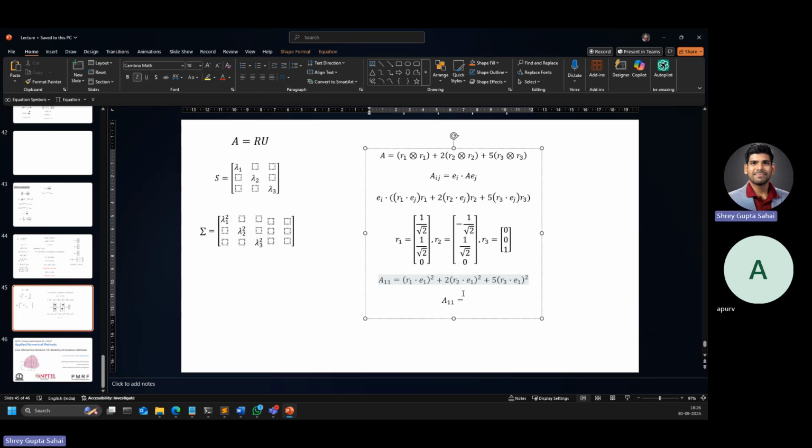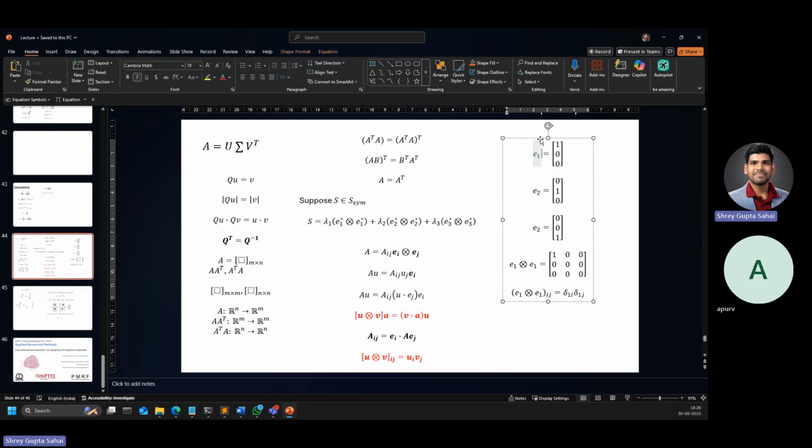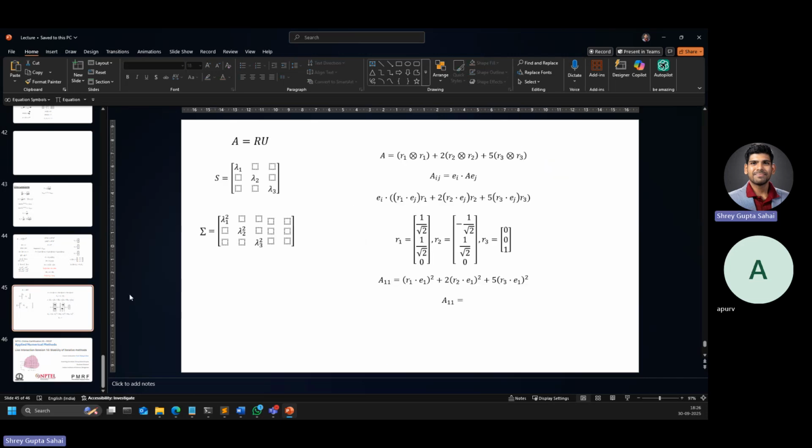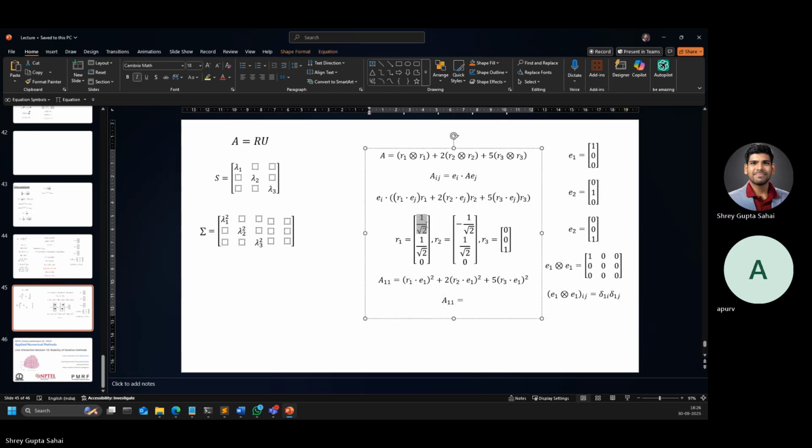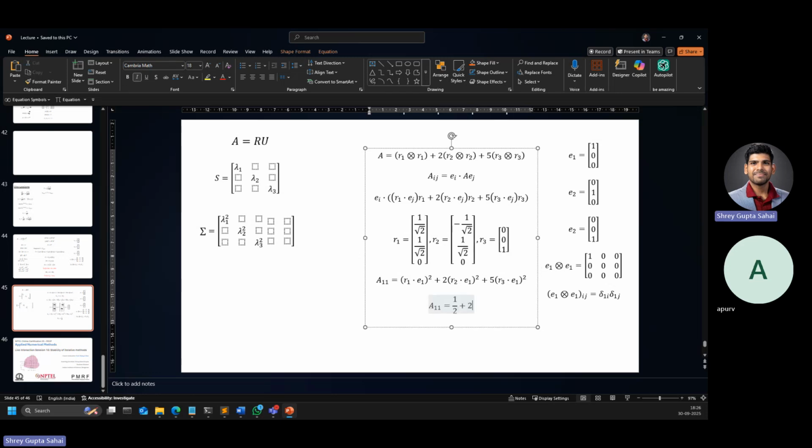Now R1 E1 is what? Let's also put E1, E2, E3 also, just for the sake of them quickly so that you can calculate it. So R1 E1 is 1 by root 2, and that's squared. So 1 by 2. Then 2 times R2 E1, so it's 0, and then 5 R3 E1 is also 0. Okay, so A11 is half.